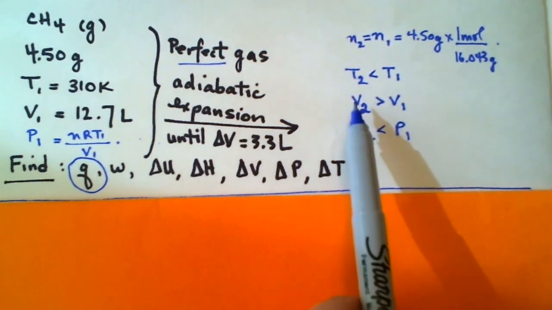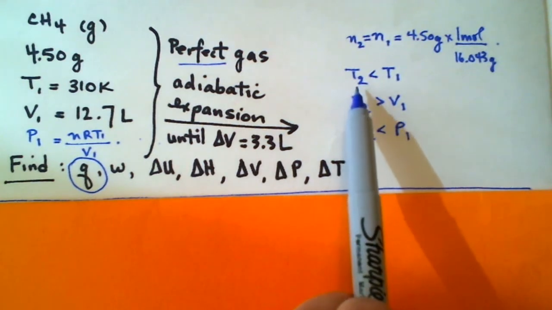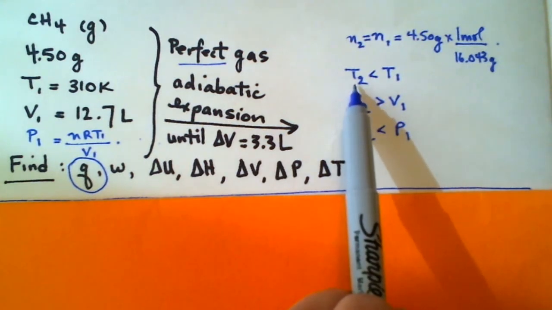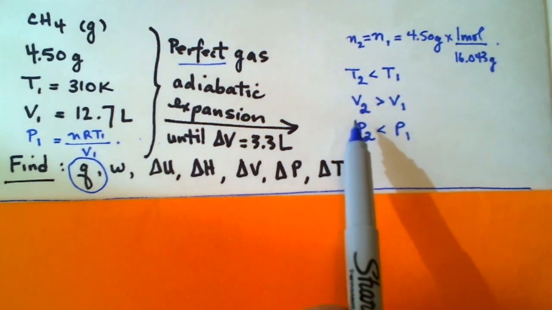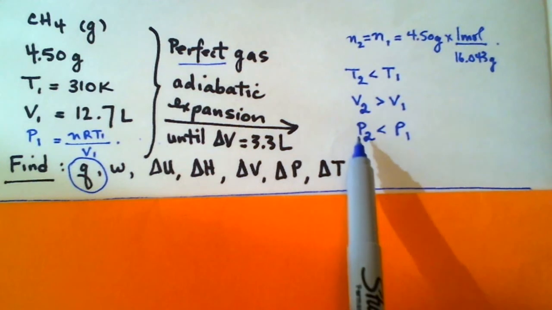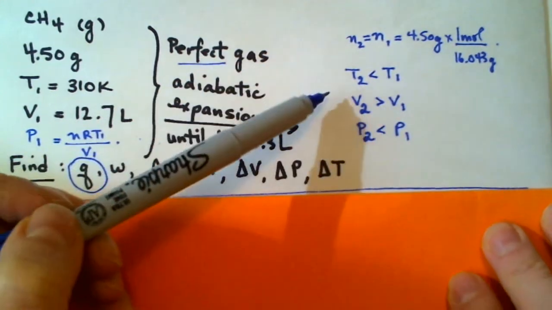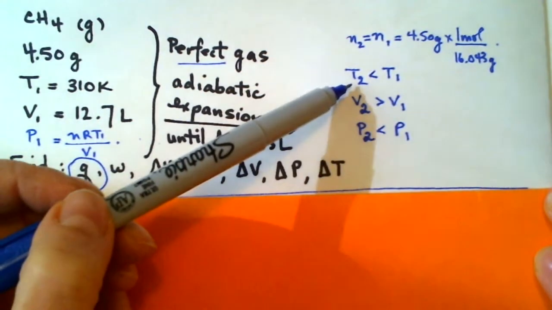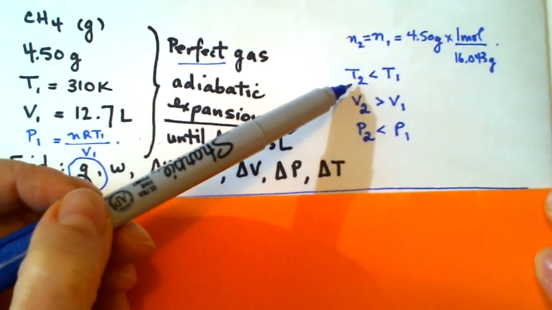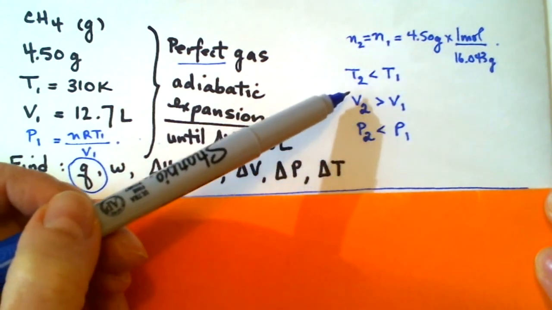I wanted to go over these and ask you to think about them, but anyway, they're now displayed. So T2 is less than T1. I'm not given any temperature, volume, or pressure in this second and final state. And I wanted you to think about whether the temperature in the second state would be less than, equal to, or greater than the initial, and the same for volume and pressure.